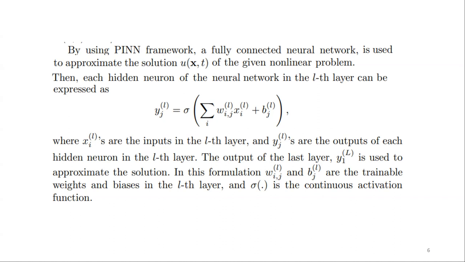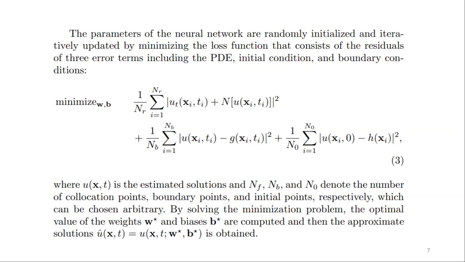Then each hidden neuron of the neural network in layer i can be expressed with this formulation, where x_i are the inputs of the network, and also W and b are weights and biases. And the output of the last layer, which can be considered as y_1^L, is used to approximate the solution of the problem. Sigma is the activation function. Then the weights and biases are initialized and updated by solving a minimization problem. In this minimization problem, we have the sum of loss functions. The terms are the residual loss, boundary loss, and initial loss. Then after solving this minimization problem and obtaining the weights and biases, the solution is computed.